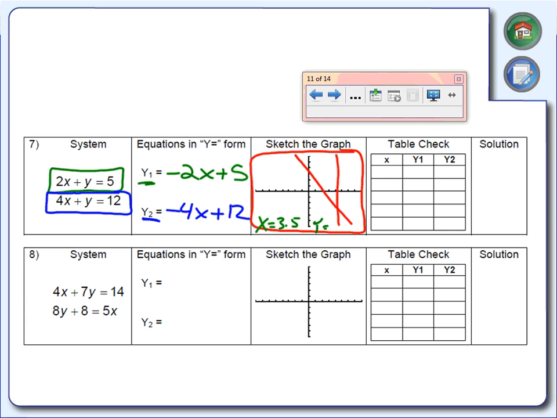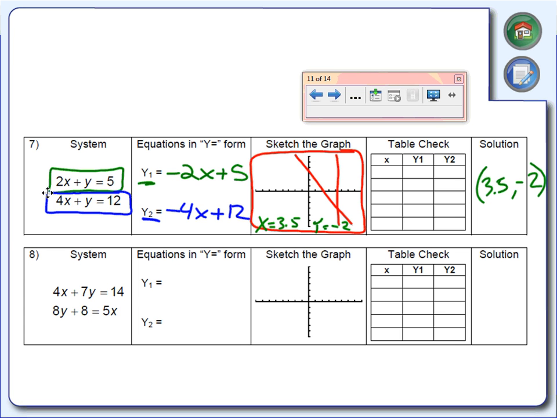3.5, and the y value is negative 2, which means that these two lines intersect at 3.5 and negative 2, which also means our solution is the ordered pair 3.5 and negative 2. That is our solution. Wherever they cross is the solution to the system. Now notice over here it says table check.